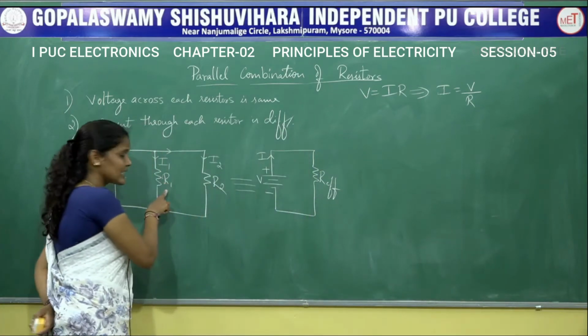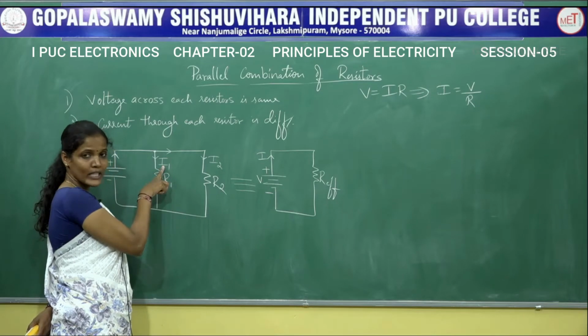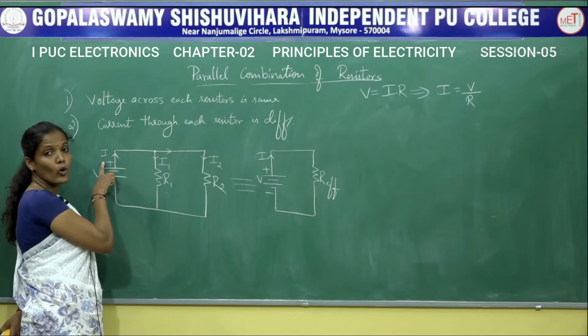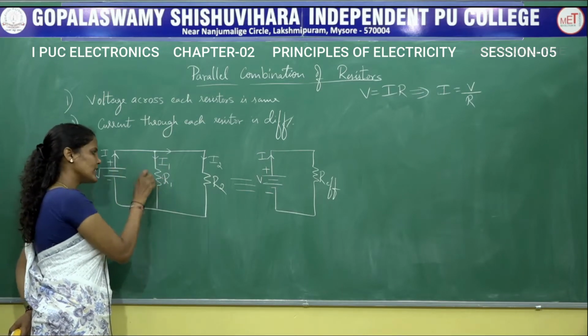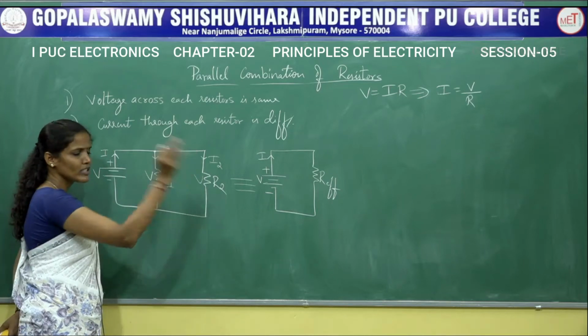If I consider the resistor R1, the current flowing through that resistor is I1. The voltage applied across R1 is V, because V is constant. The same V is applied across each resistor. The voltage is constant throughout.